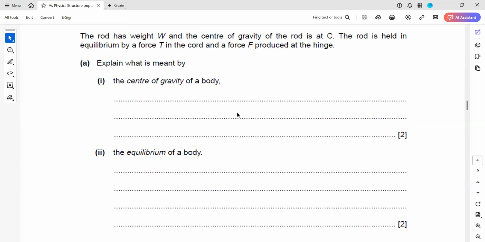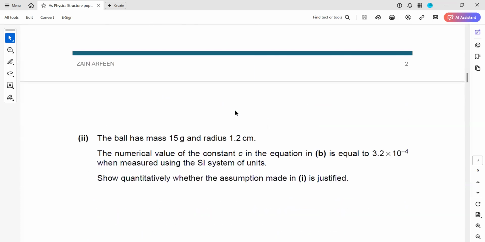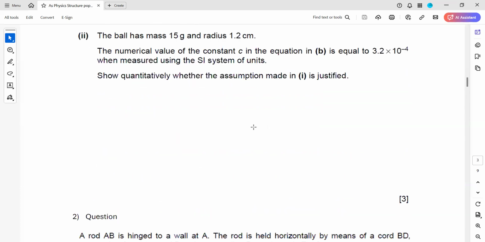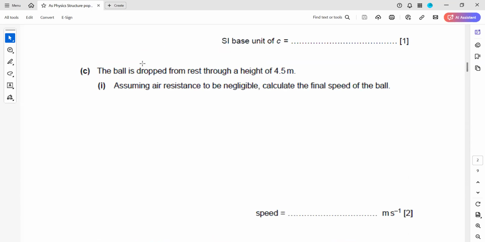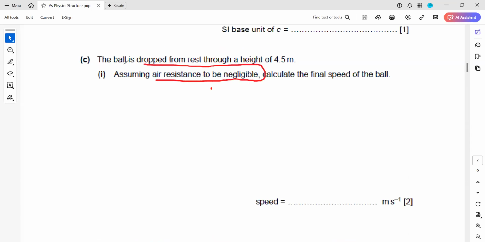Okay, I will explain the last part again. See what we did. The question is: show quantitatively whether the assumption made in one is justified. What was the assumption made in one? That the air resistance is negligible, that you don't have any air resistance, or the drag force is negligible. So we calculated the weight, which is the mass times gravity, and we calculated the resistive force, which is given in the first part of the formula.